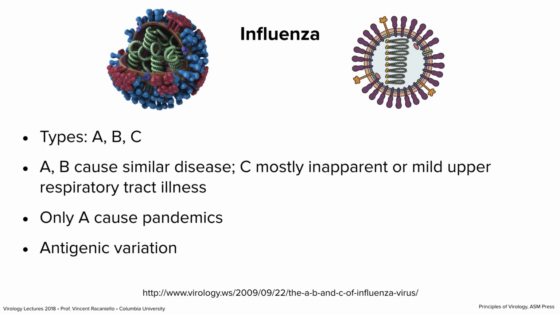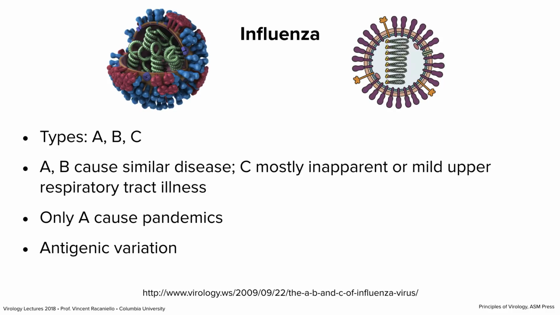Influenza, we are almost at the end of the flu season. April, May is the end. This has been a rough flu season for a variety of reasons. Influenza, an envelope virus, of course. With the segmented RNA genome, there are 3 types. A and B, which are part of the vaccine. They cause similar disease. And C, mostly inapparent or asymptomatic infections, so we don't worry about C.